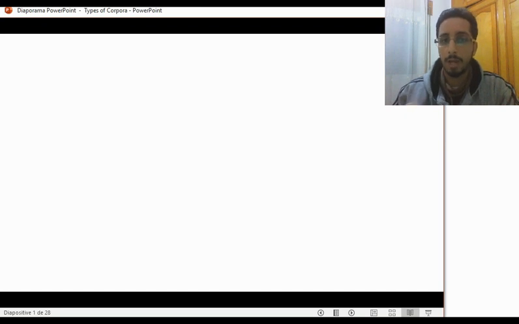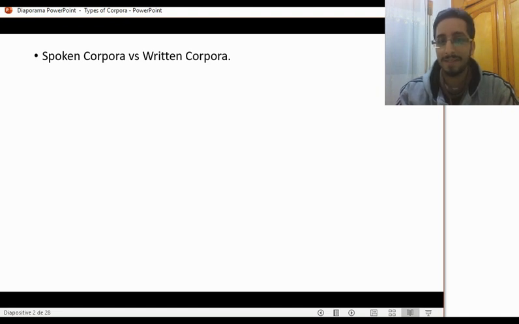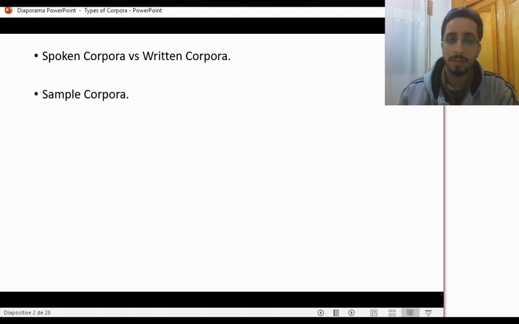Okay, so now I'll give you a list of types of corpora, and this list is by no means exhaustive, okay? So these are not all the types of corpora that exist, but these are the most common and most frequent ones, okay? So the first type of corpora are spoken corpora and written corpora, and these are basically self-explanatory, right? So the first type of corpora basically contain oral productions, and the second type of corpora contain written texts. Okay, no sweat. The second type of corpora are sample corpora, and we'll see what sample corpora are.